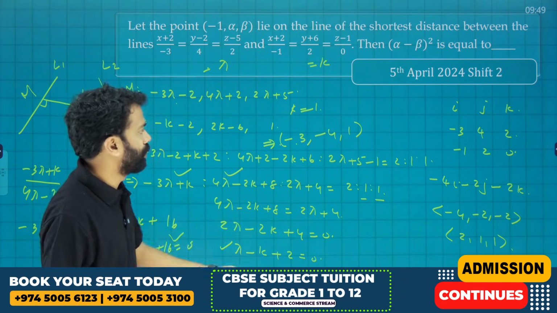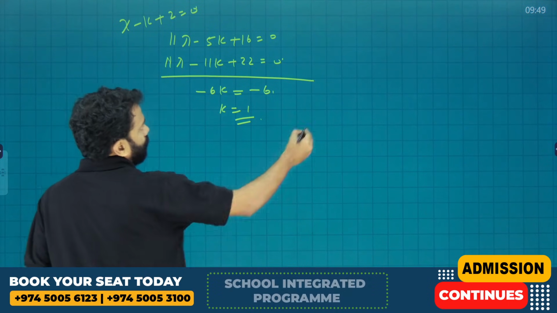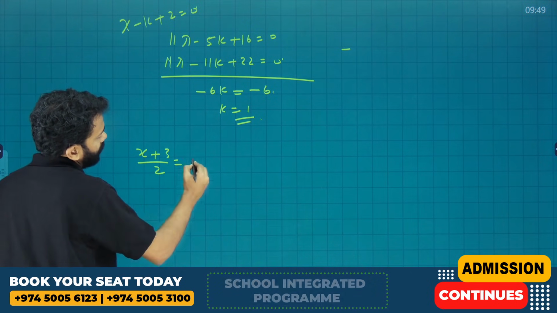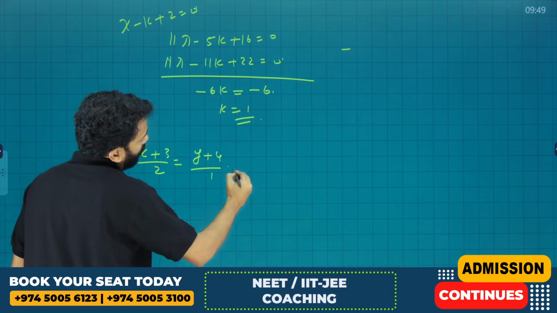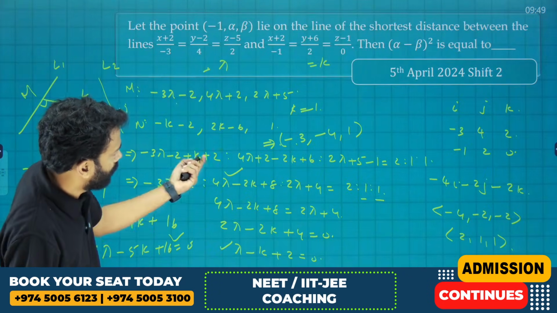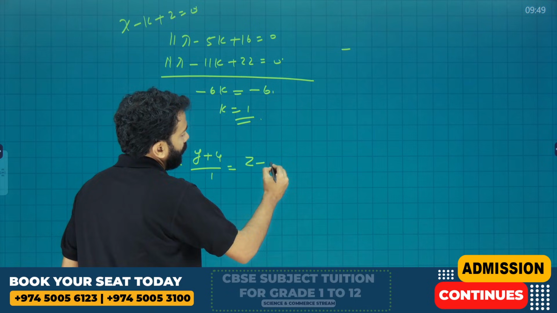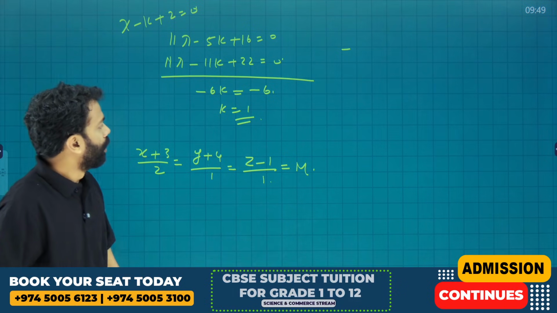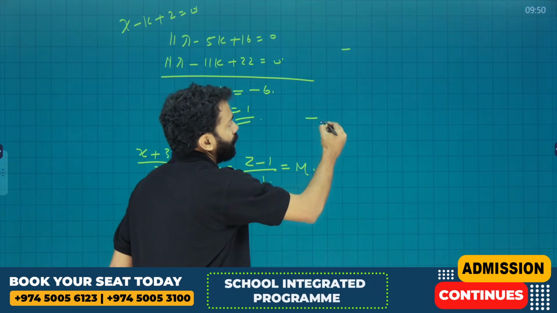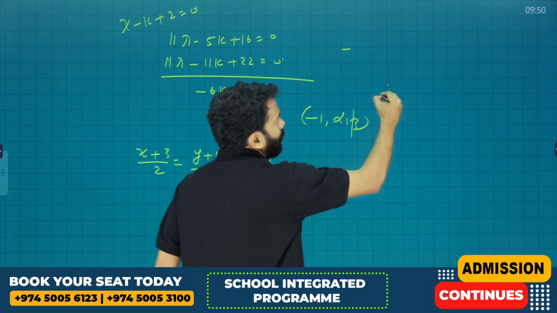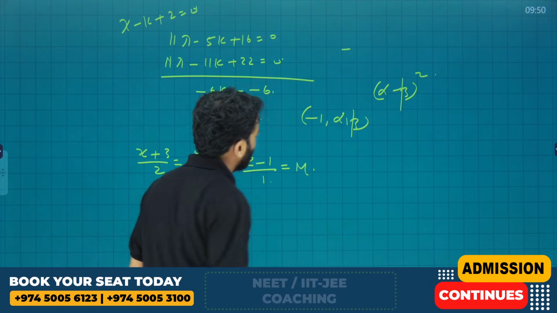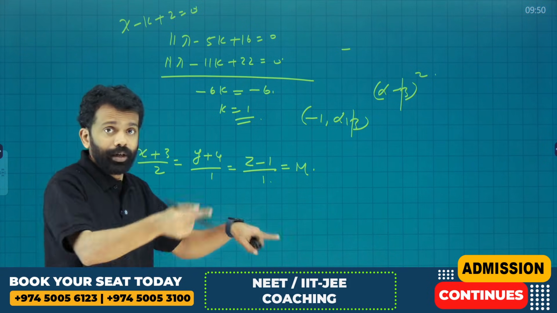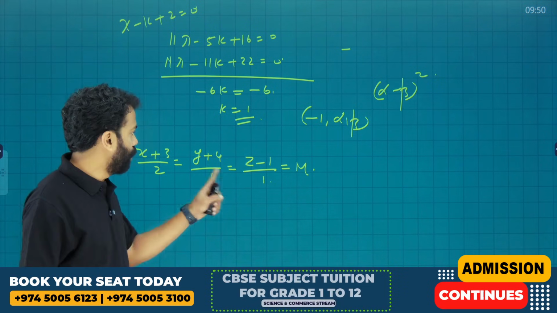Therefore, we can formulate the equation of the line here. That is, (x plus 3) by 2 is equal to (y plus 4) by 1 is equal to (z minus 1) by 1. We can put another parameter mu here. And the point is given like minus 1, alpha, beta, and you need to find (alpha minus beta) the whole square. I think there is no need of finding mu here. You don't have to find the value of mu. Typically in this question, the question is packed like that. I will tell you how.